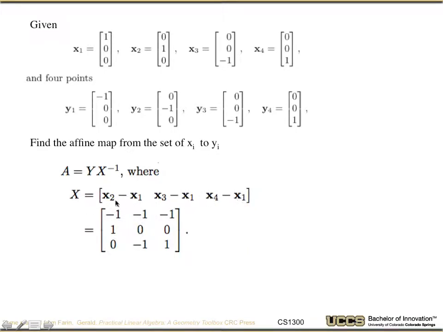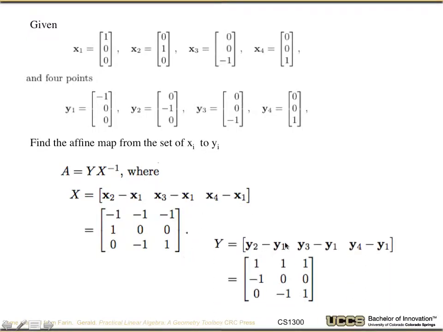is each of the points where we subtracted off x1, our base for the x coordinate system, gives us this column vector. So we have 0, 1, 0, minus 1, 0, 0. That's our first column here. And then so on for x3 minus x1 and x4 minus x1. Y is similar. We take y2 minus y1, y3 minus y1. And the x1 and y1 are our base points we're going to use for determining our translation in the next slide. So now I have this 3 by 3 matrix.